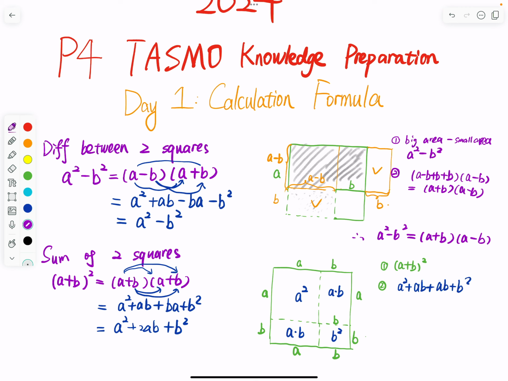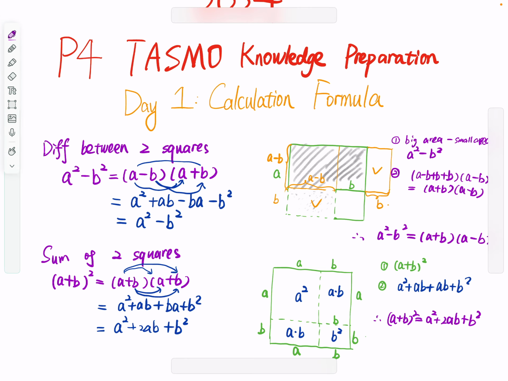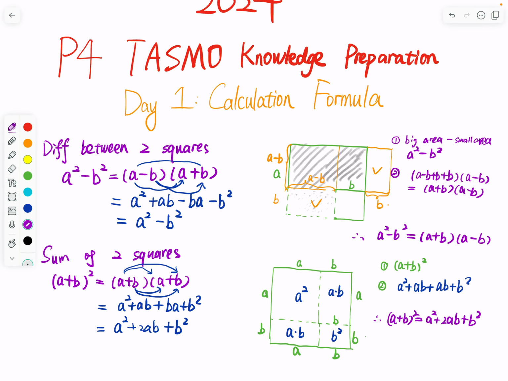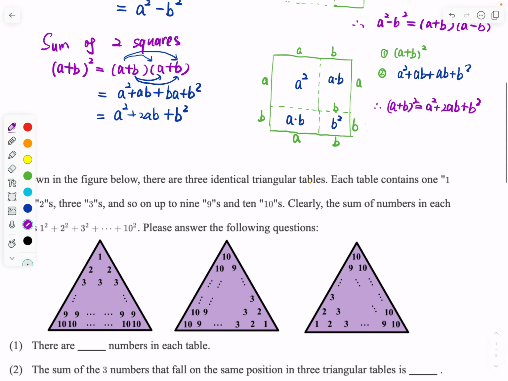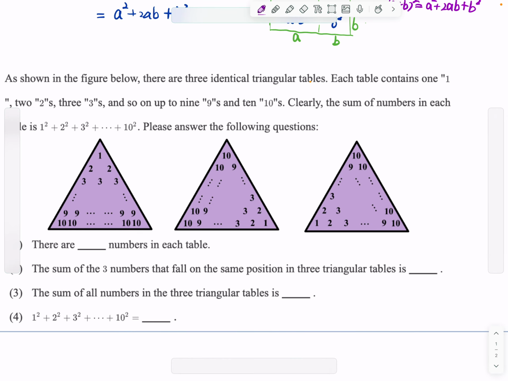So in total, yes, we have the formula: a plus b squared equals a squared plus 2ab plus b squared. Okay, so these are two very important formulas in math calculation. Let me also introduce a little harder one. For this harder one, maybe we can use this method to prove it, but I also hope you can always remember the formula. It's very important. Okay, so now let's see this example.